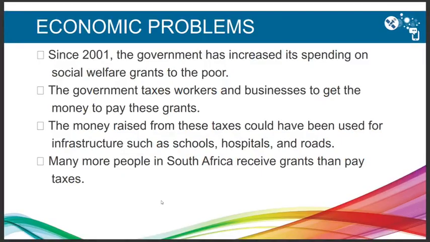The economic problems caused by unemployment, we find, since 2001, the government has increased its spending on social welfare grants to the poor. The government taxes workers and businesses to get the money to pay these grants. The money raised from these taxes could have been used for infrastructure such as schools, hospitals, and roads. Many more people in South Africa receive grants than pay taxes.